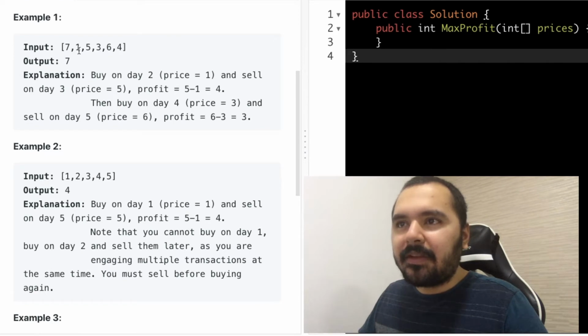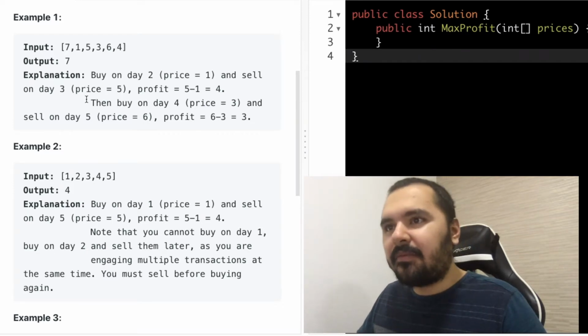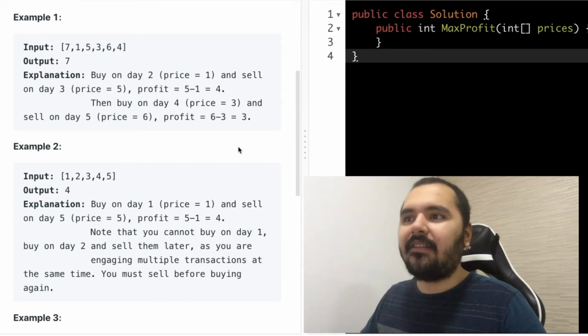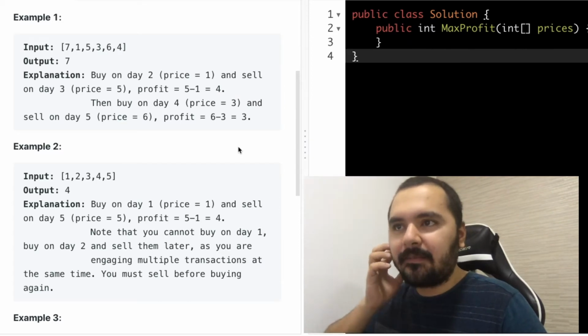So in example 1, we have an array with a bunch of stock prices. The output is 7, and it is 7 because we are buying on day 2 with price 1 and selling on day 3 with price 5. So the profit is the difference between these two prices.